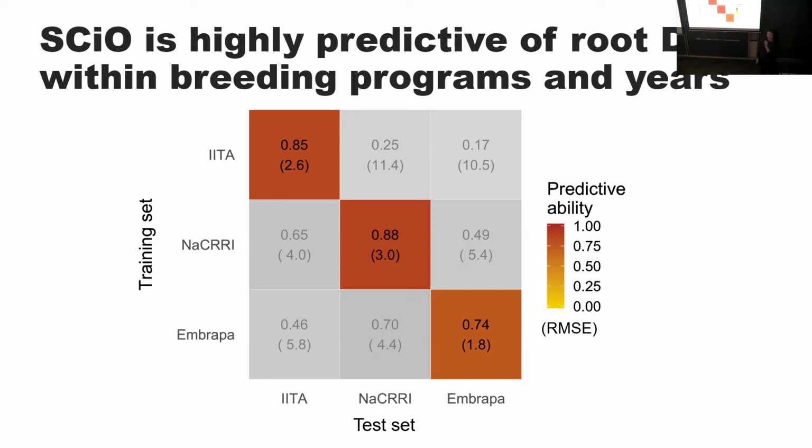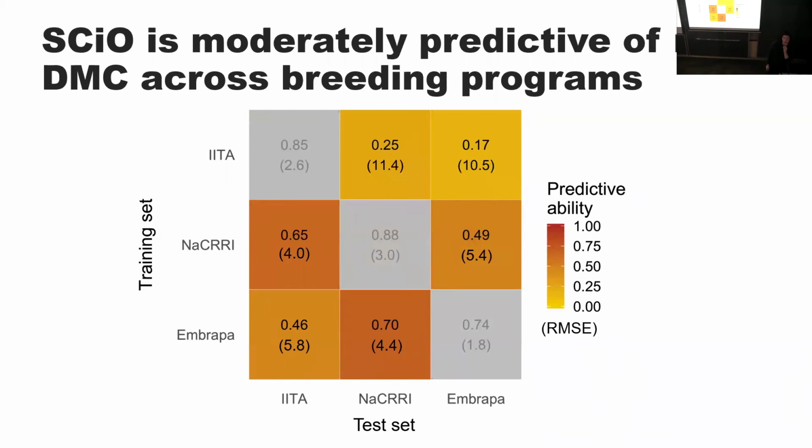But the real test would be to see how the models perform when you're training on one breeding program and testing another. So can we train models at IITA and test them in Rwanda, say? Answer is mixed bag. We have some models doing really well, like using the Embrapa data to predict the plots at NACRI. But then when you use IITA, we're getting poor performance predicting either of the other breeding programs. This is a little concerning, but again, we could just train models for each individual breeding program.